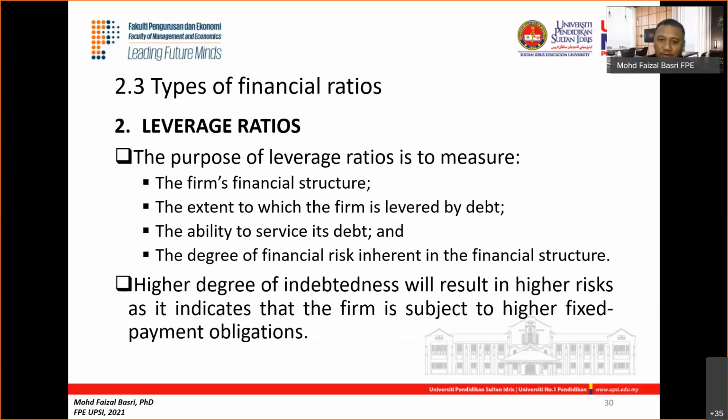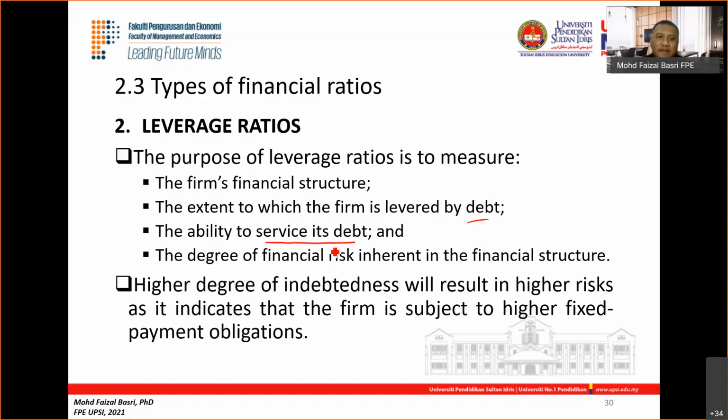Leverage ratios are quite the opposite of liquidity. For liquidity, the higher the ratio, the better for the company. But for leverage ratios, most of the ratios, you want to get as low as possible. Maybe not all, but most of the ratios, we want to be as low as possible. So here, the purpose of leverage is that you can measure the financial structure of the company, how dependent the company is on debt, the ability of the company to service or pay their debts and also their interests.